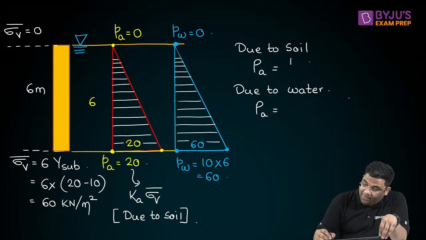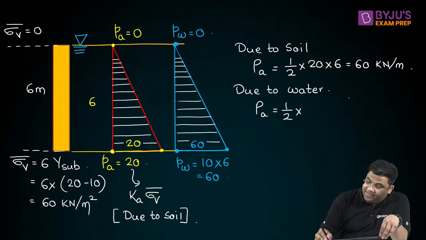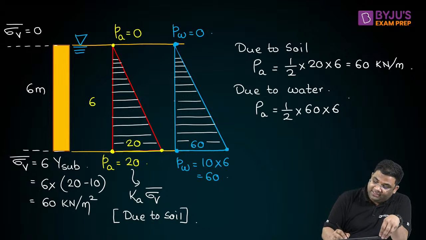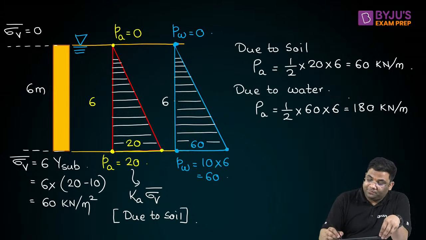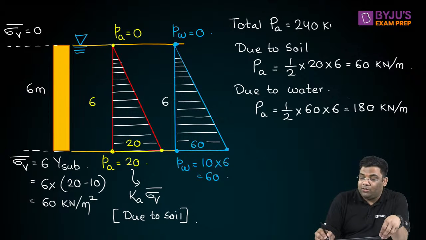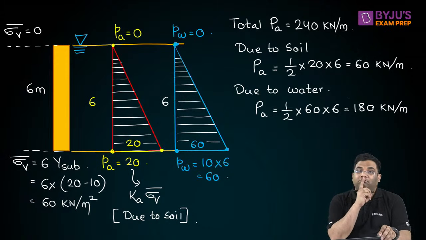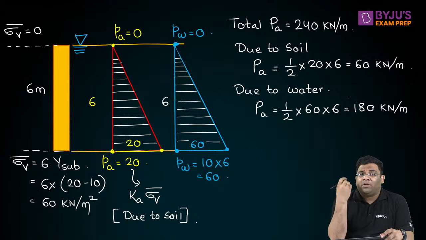Due to soil it will be half, base is 20, height is 6, that is equal to 60 kilonewton per meter. And due to water, half, base is 60, height is 6, so I'll get 180 kilonewton per meter. So I can say your total earth pressure will be equal to 240 kilonewton per meter. Easy. Now this I can say is the total force.